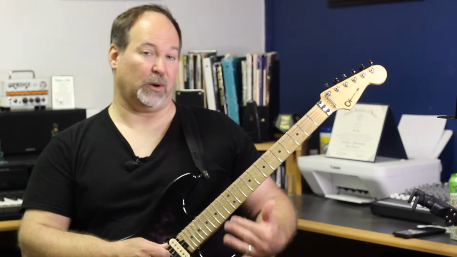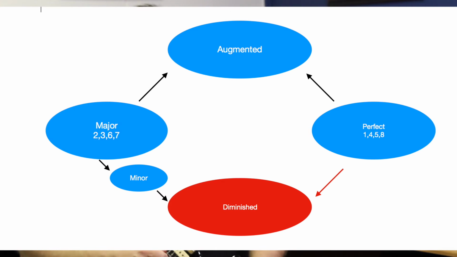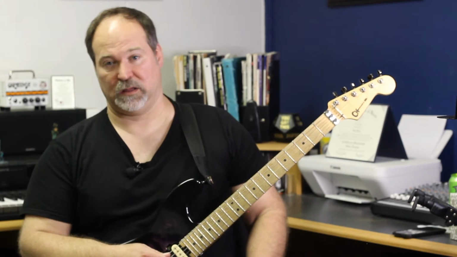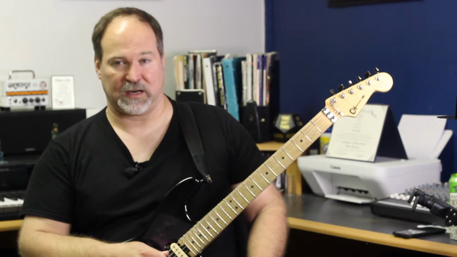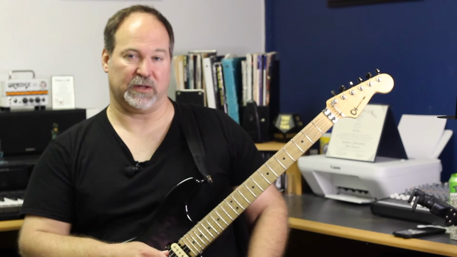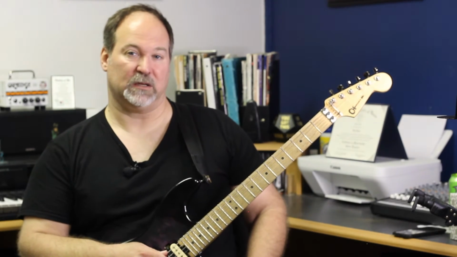So if we lower a perfect interval, it becomes diminished. And mostly, really, the only one that you're ever going to deal with that does that will be the fifth. But any of the intervals, hypothetically, you could lower a perfect interval and make it diminished. But the only one you're really going to deal with would be the diminished fifth.